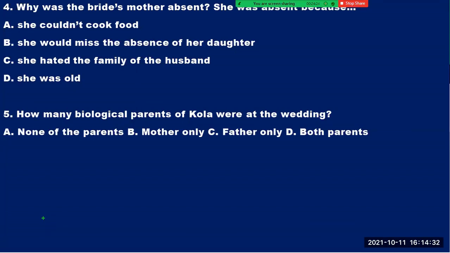Why was the bride's mother absent? Now I told you this is a typo. We know from the passage that the bride's mother was present. Both the father and the mother, they were all there. All right, so let me type instead of, all right? Well, let me type it here.